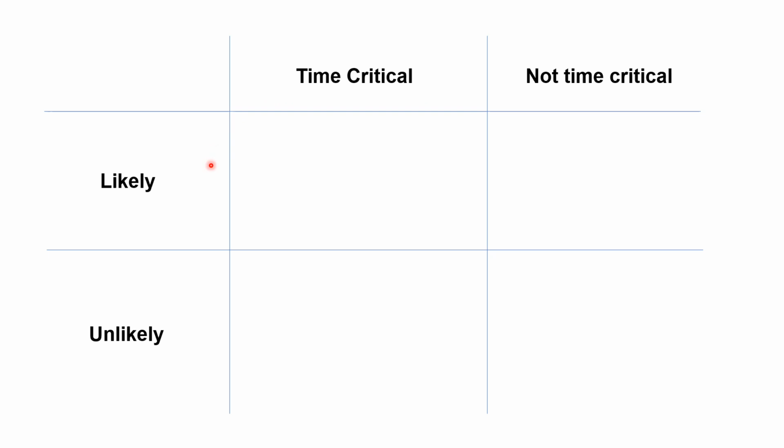I often draw this every time I see a patient or every time I do cases, as we will do here. I usually draw this diagram: time critical, not time critical, likely and unlikely diagnoses, or differential diagnoses. We can do this at different times during the encounter with the patient. We can do it before we see the patient, at time zero. Before I see a patient in the emergency department, which diagnoses would I want to rule out? What are the time critical and likely ones? These are the ones I'm interested in.